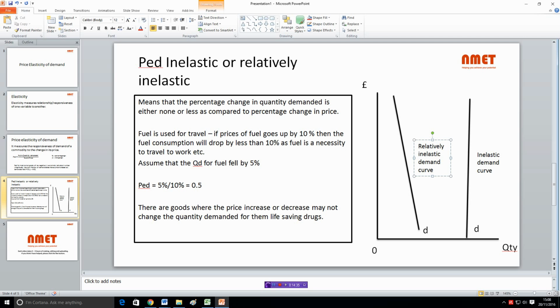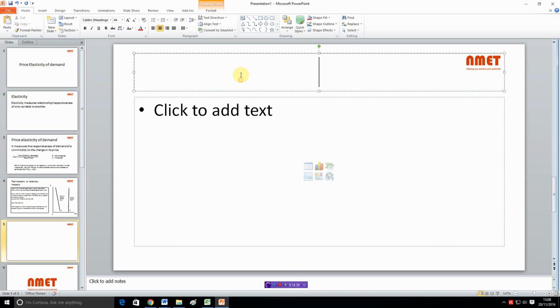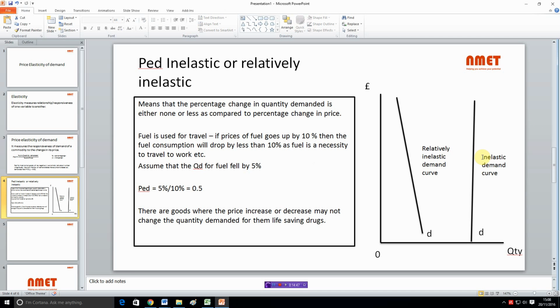Yeah. Moving on to relatively elastic and elastic demand curves. Perfectly elastic. So I would say this one is, let's say, perfectly, that's a better way of saying it, perfectly inelastic. And are you happy with this?